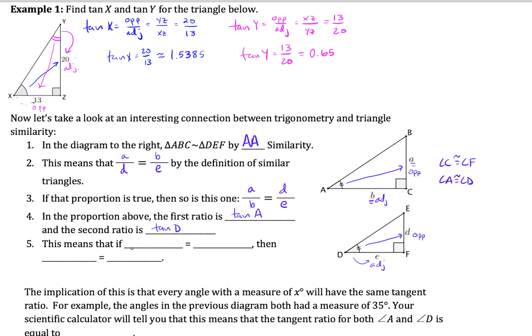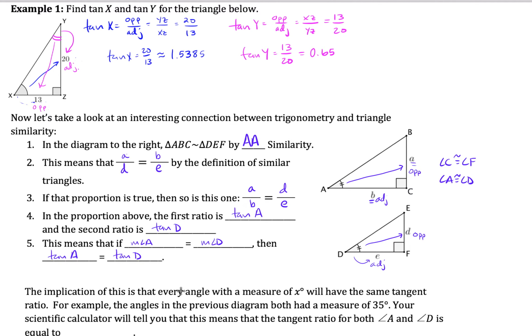And so the conclusion that we can logically draw from that is that if the measure of angle A in a right triangle equals the measure of angle D in another right triangle, then based on the proof that we just did, the tangent of angle A would be equal to the tangent of angle D. Now why is that important?